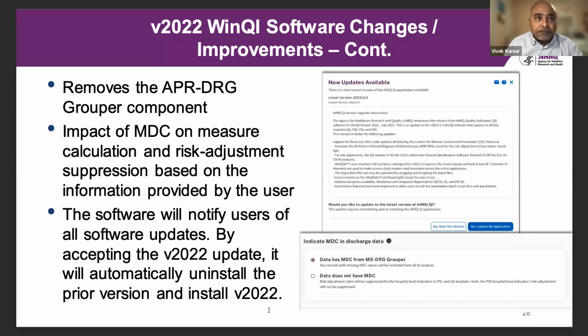Before importing your file, a good way to do it is to just recreate your mapping file in WinQI and just save it. So WinQI also provides users an interface to select the MDC option. That's what was also discussed before. Similar to SAS QI, it allows you to indicate to WinQI whether you are providing MDC value or you're not. If you're providing, but the values are missing, those discharges get deleted or removed from the calculation. Or if you say you did not provide it, then risk adjustment rates are suppressed.